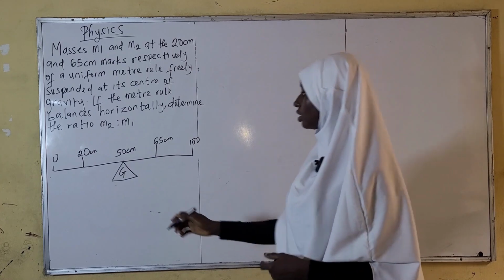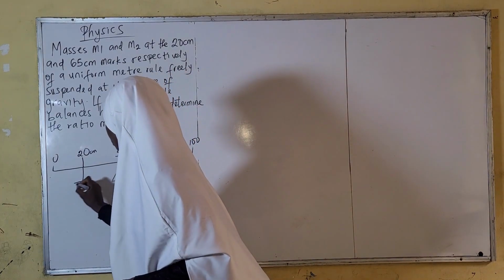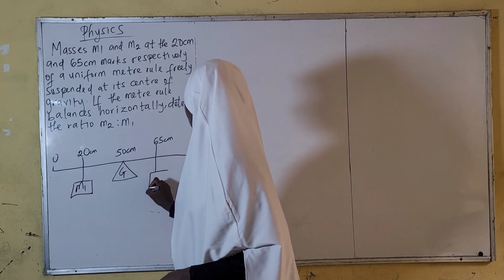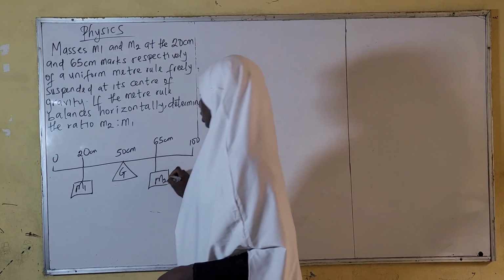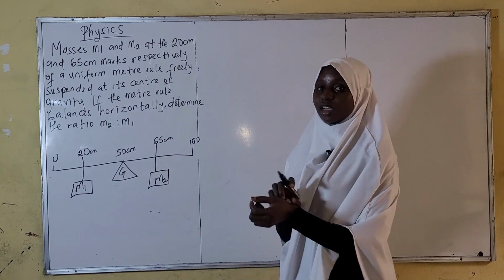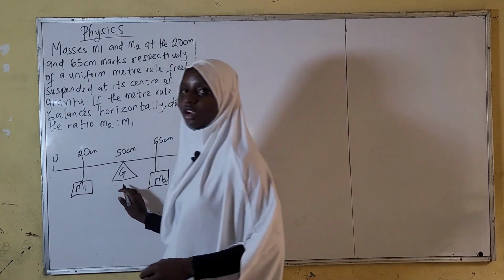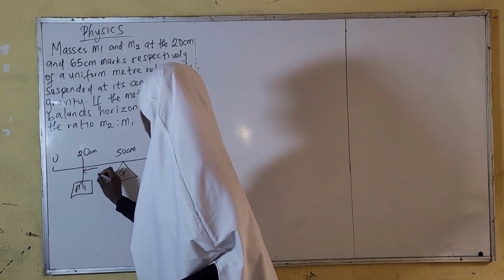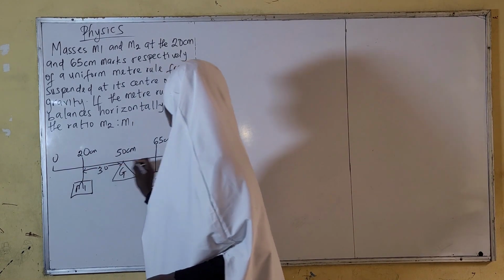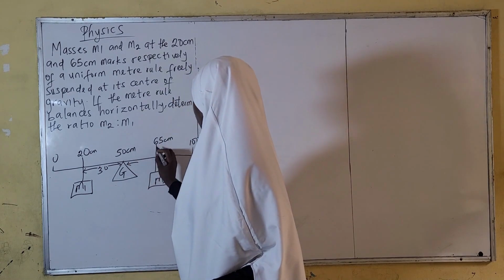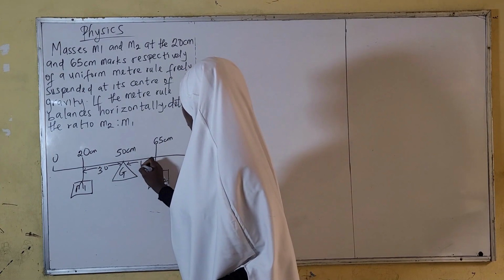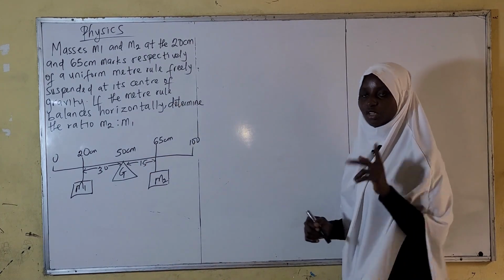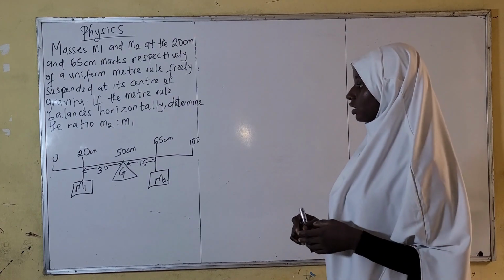So this is M1 and M2. What is the distance between the reference point and the load? Distance from here to here is 30. And the distance from the center of gravity to M2 is 15. So how do we calculate? Don't forget, moment is the product of force and perpendicular distance.